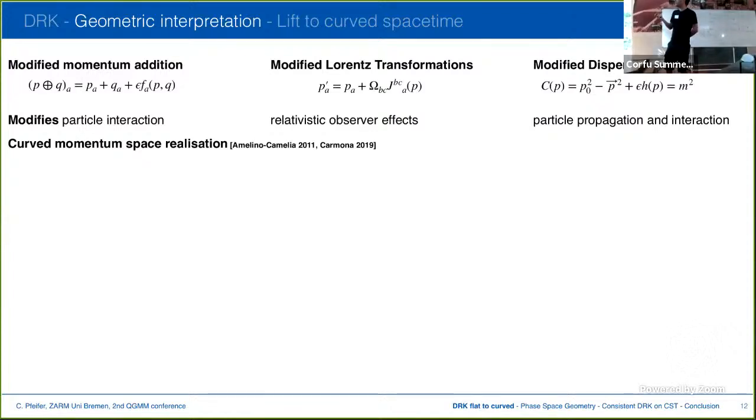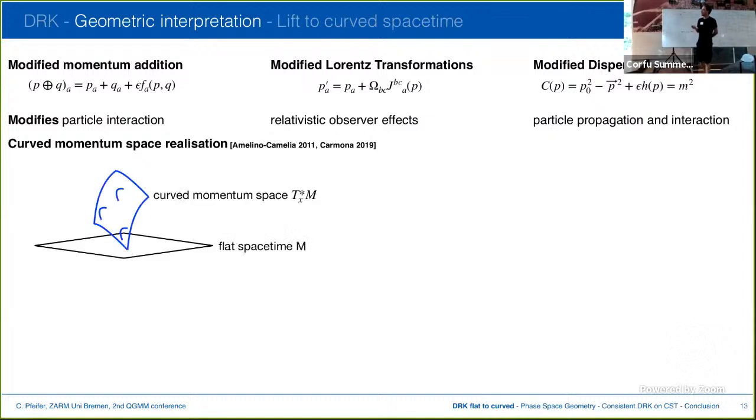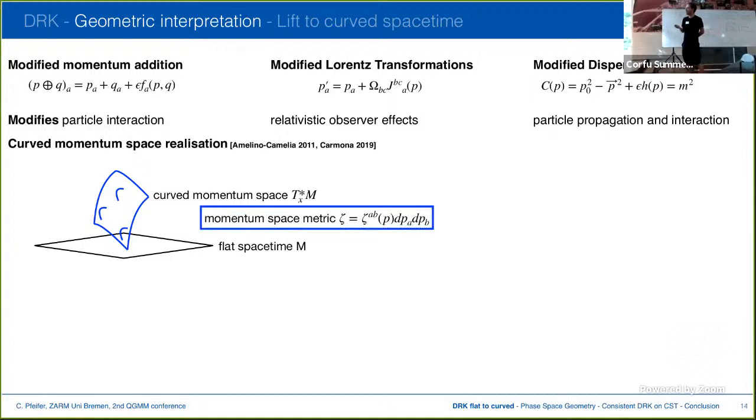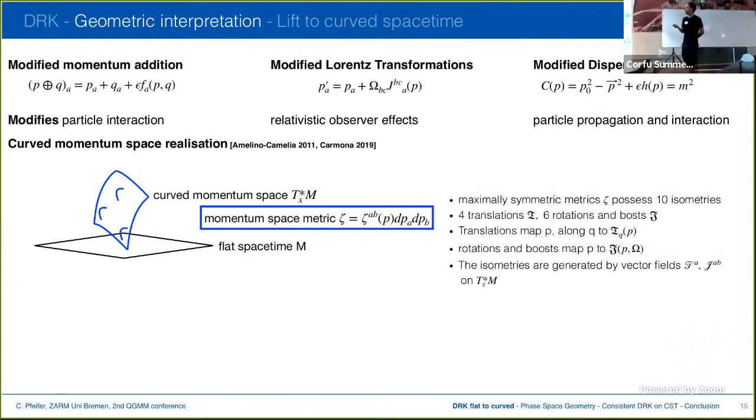Now, the idea that these deformed relativistic kinematics can be interpreted from the point of view of a geometry of momentum spaces is quite old, and there is a nice formulation of that by Jose Manuel and collaborators from two years ago already. The idea is the following: we have a flat space-time and a curved momentum space, and we equip this momentum space with a momentum space metric. In particular, we can equip it with a maximally symmetric momentum space metric, and this metric has 10 isometries: 4 translations and 6 rotations and boosts, which are the Lorentz transformations.